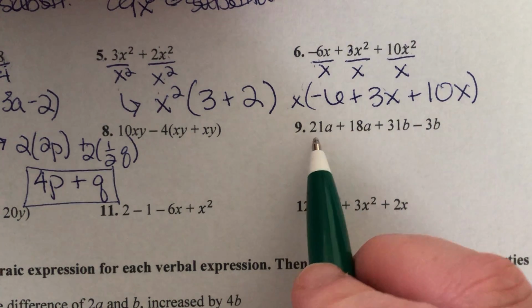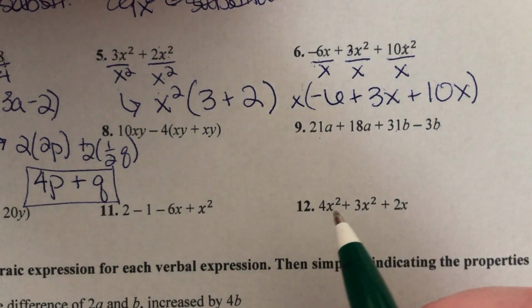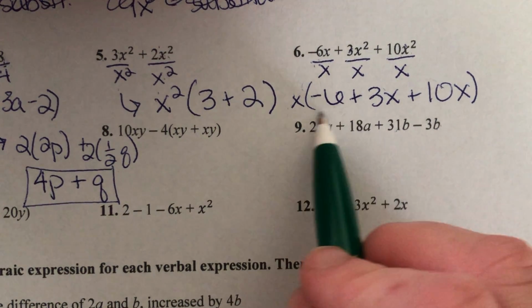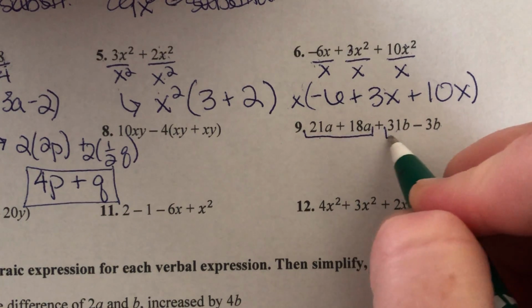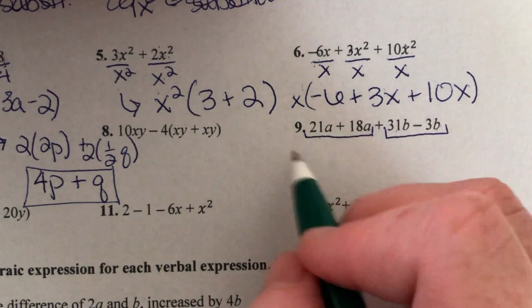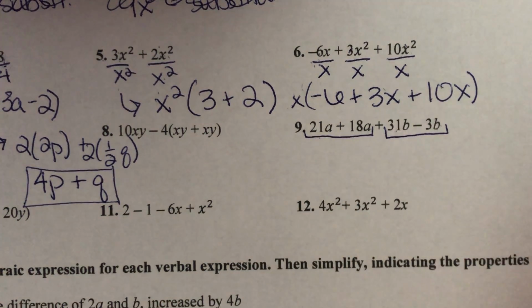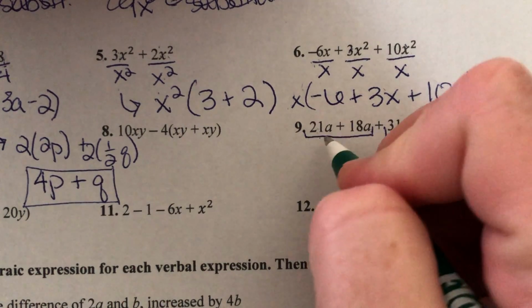Skip over here to number 9. Hopefully I'm showing this okay. All right, what do each of these have in common? Can we group them? Yes. Look at these two. They both have an A. Look at these two. They both have a B. So I'm going to separate these out. I'm going to separate the 21A and the 18A. What could I divide those both by? I can divide them both by 3A.